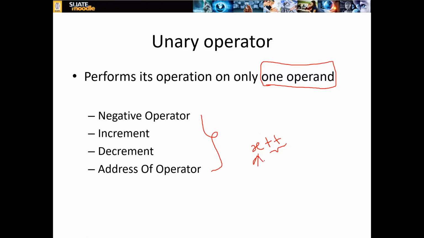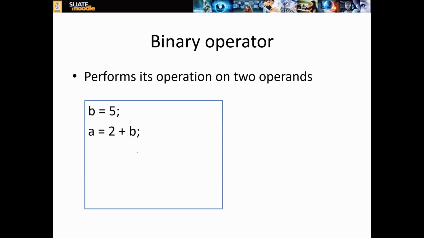So these kinds of operators we call unary operators, and we have negative operators, increment, decrement, and also address-of operators. We are going to learn about these things later. Therefore, I'm not going to describe each and every one of these operators now, right?